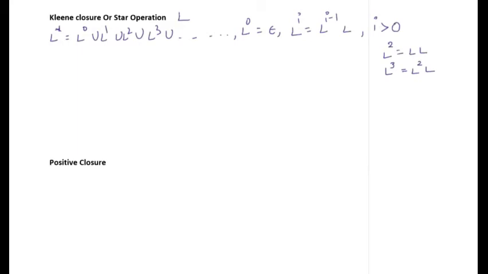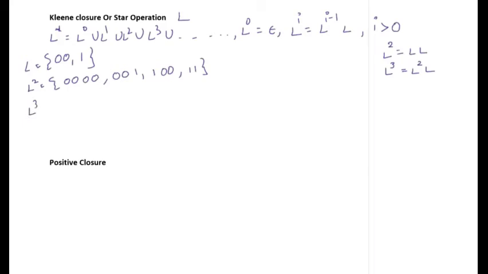So let us take an example L equal to {00, 1}. So then we are going to calculate L power 2, which is equal to 0000, and 00 is concatenated with 1, and 1 is concatenated with 00, and 1 is concatenated with 1. This is how we are going to get these 4 strings when L is concatenated with L.